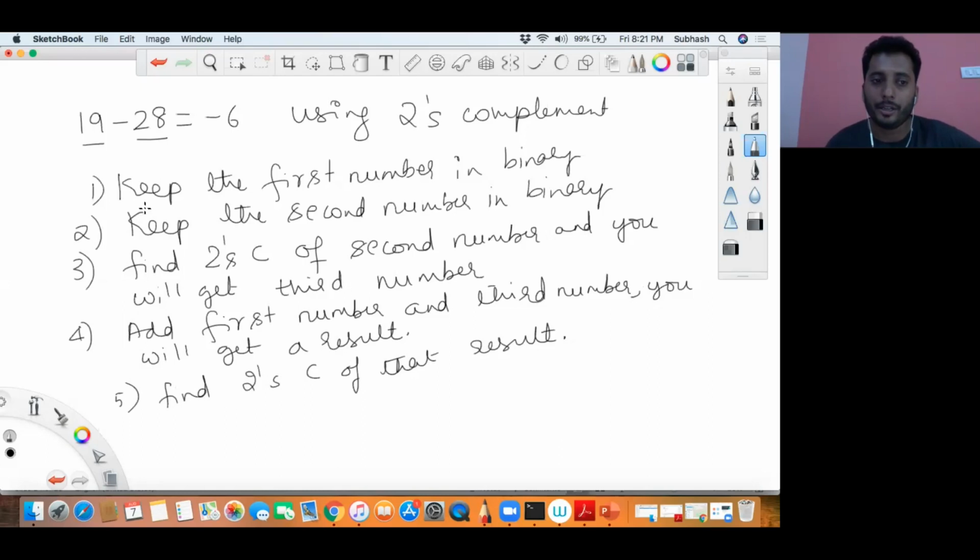I can read it once again for you guys. Keep the first number as it is in binary, keep the second number as it is in binary, find the 2's complement of the second number and you will get the third number. Add the first number and the third number, you will get a result. Find the 2's complement of that result, and that will prove your answer is right. This is -9, not -6. This is -9. Okay, coming back to the slide.